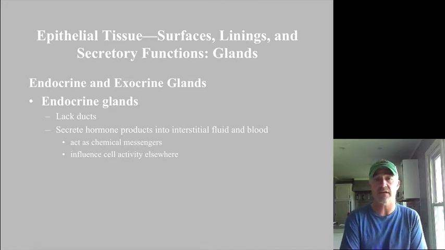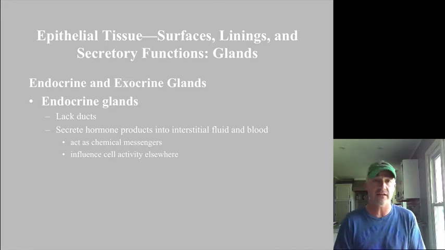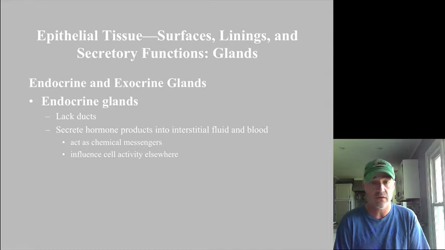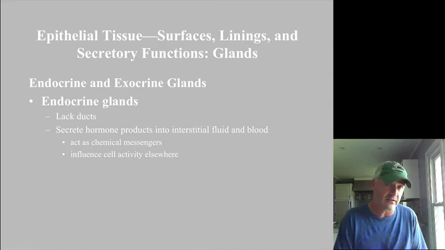You have your endocrine and exocrine glands. Endocrine glands are really what make up the endocrine system. They don't have any ducts that secrete the substance into a lumen. These are actually secreting hormones into either interstitial fluid or into the bloodstream, and then that is carrying it to where it needs to go.